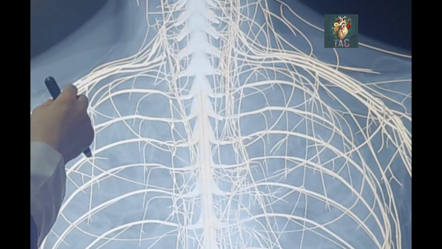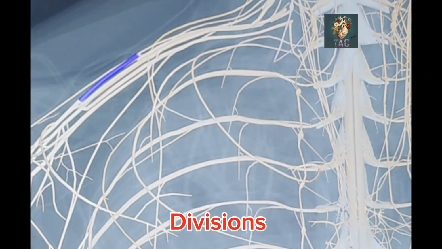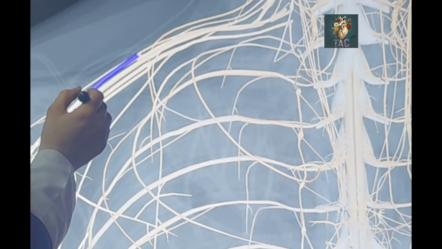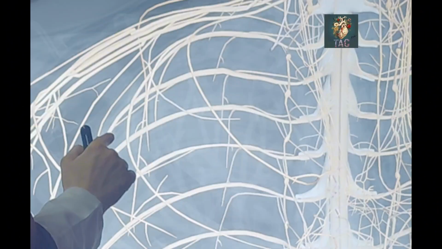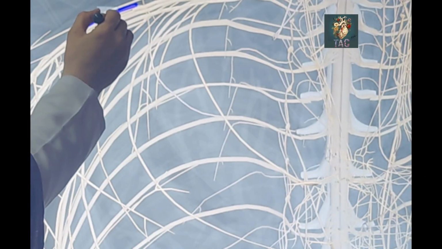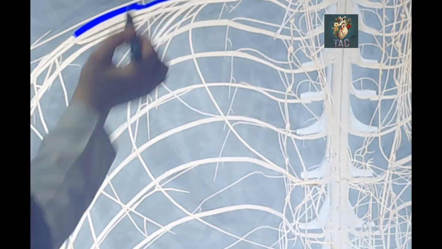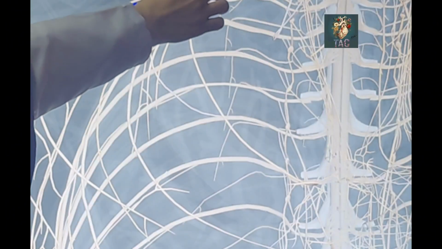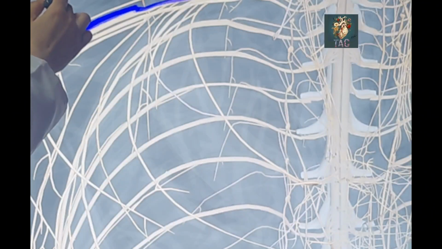So here you can see again at this level that this one is the anterior division of the superior trunk, and behind this will be the posterior division. I will show you in just a minute. So here you can see this one was the posterior division, and this one is the anterior division of the superior trunk. So this is the superior trunk taking origin from the C5 and C6 cervical nerves. The anterior limbs of these two nerve roots join to form the superior trunk. This superior trunk then divides into anterior and posterior divisions.